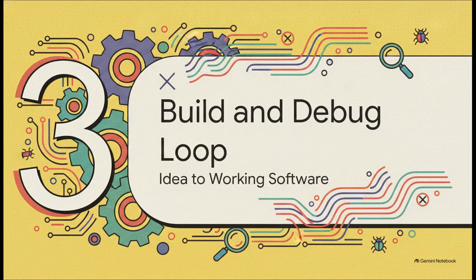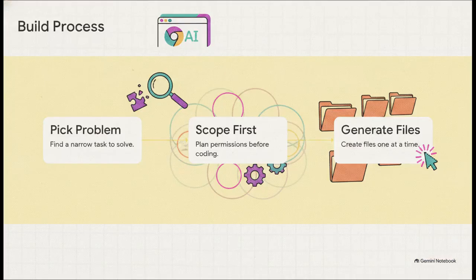Moving right along to Section 3, the build and debug loop, taking you from a raw idea to working software. Listen, building software with AI isn't just yelling, "make me an app" into a text box. It's a structured process. Step 1, you have to pick a very narrow problem. Step 2, you absolutely must scope the project with Claude before you let it write any code. And step 3 is generating the actual files one by one.